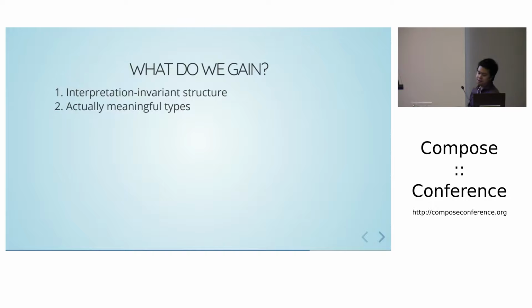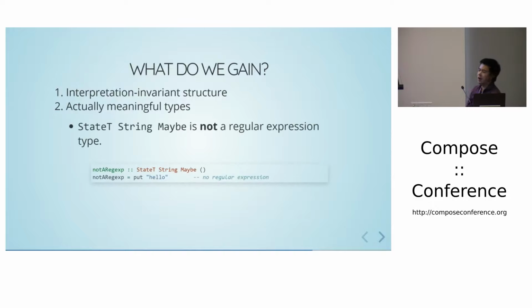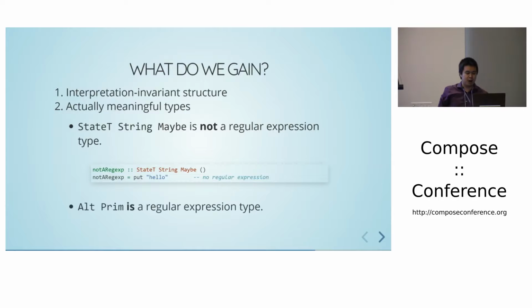But the problem is that StateT String Maybe is not a regex type, because it's too big. Some things we can express in this monad are not regular expressions. For example, this is not a regular expression. There's no corresponding thing that has this. But Alt Prim is a regular expression type. There are some caveats with laziness and recursion, but for the most part, it's a regular expression type.